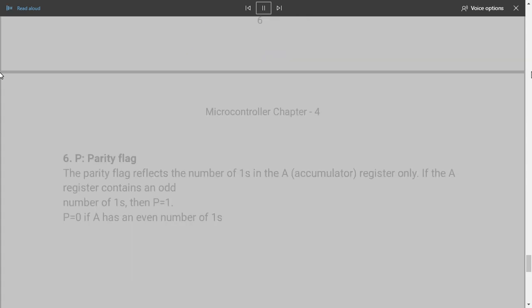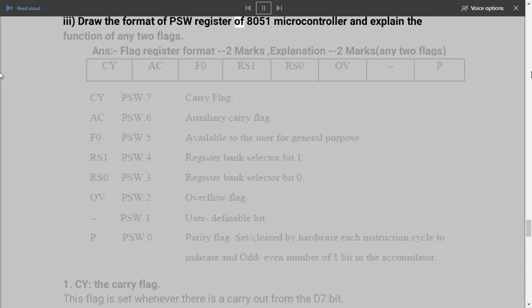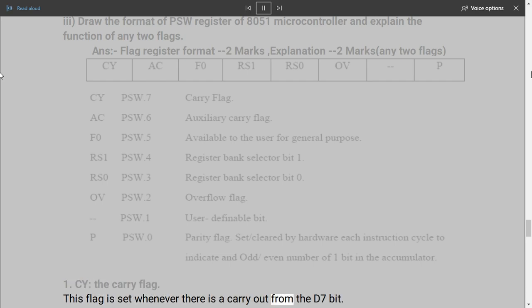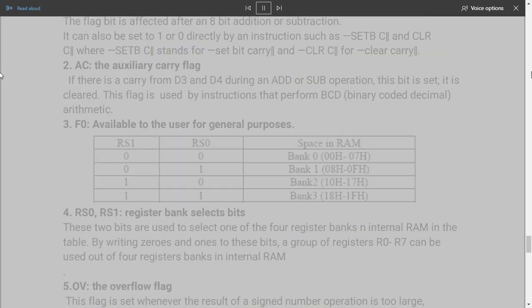3. Draw the format of PSW register of 8051 microcontroller and explain the function of any two flags. Answer: flag register format, 2 marks; explanation of any two flags, 2 marks. 1. CY, the carry flag. This flag is set whenever there is a carry out from the D7 bit. It is affected after an 8-bit addition or subtraction. It can also be set to 1 or 0 directly by instructions such as SETB C and CLR C, where SETB C stands for set bit carry and CLR C for clear carry.